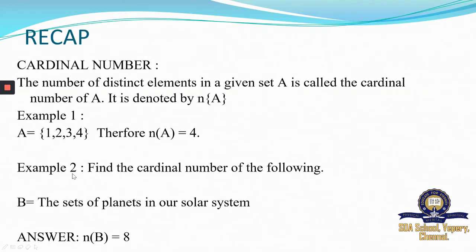Likewise, in the next example, we have to find the cardinal number of the following. B is the set of planets in our solar system. Again, you have to count the number of planets. If you count, you get 8 as the answer. So again, I would like to repeat, the cardinal number is the number of elements in a set.